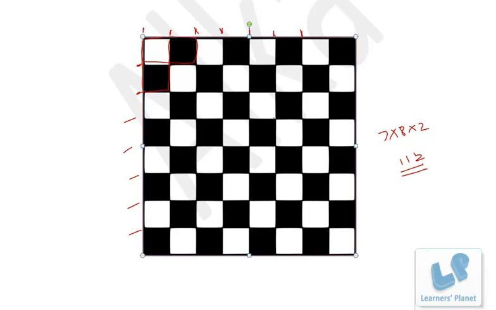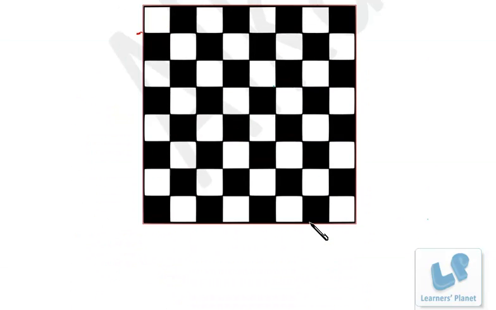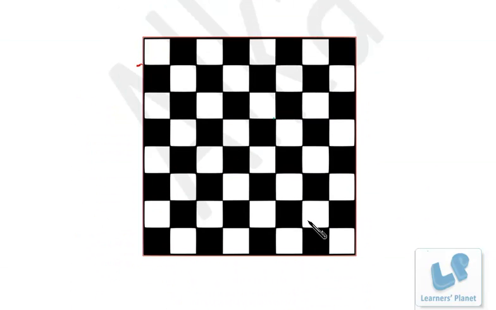Okay. Similarly, in how many ways can we select two small squares from a chessboard when they have a common vertex? Now common vertex, if we have to see, this. These two have a common vertex. These two have, these two have, right?